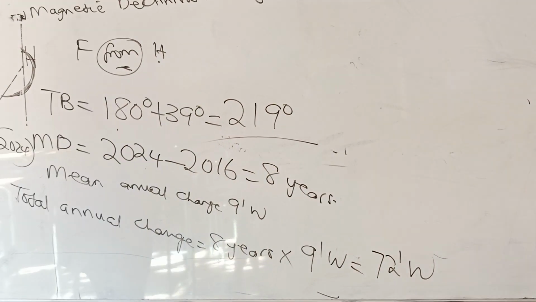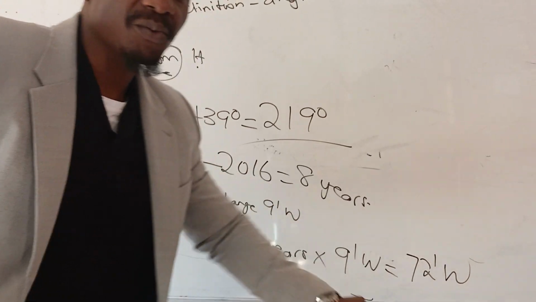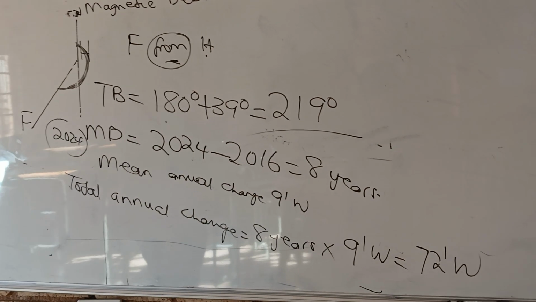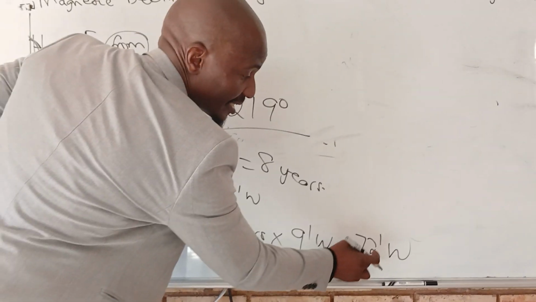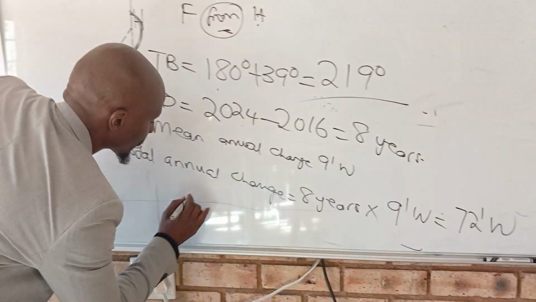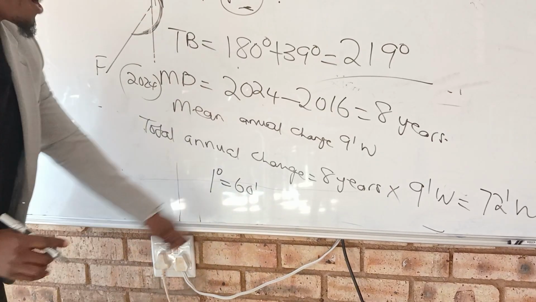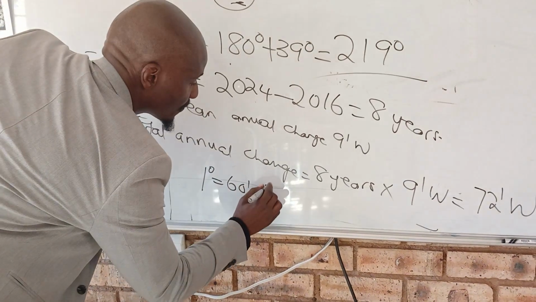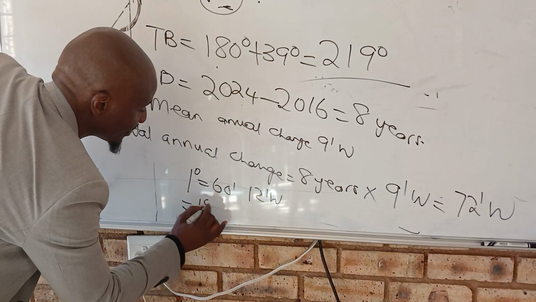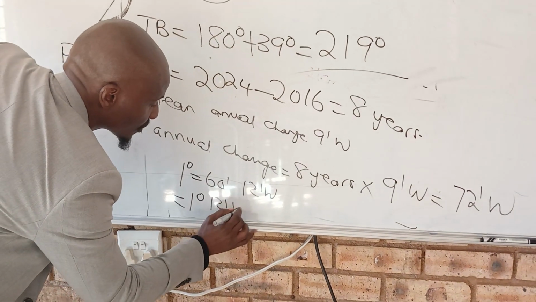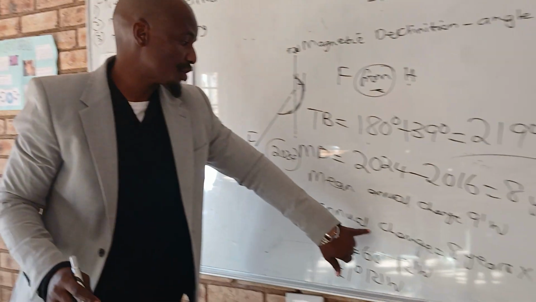Okay, so now you don't leave it like this. Why? Because you have to change it into degrees, because 72 minutes is above 60 minutes, which is equivalent to a degree. So how many degrees are in 72 minutes? It's 1 degree, which is equivalent to 60 minutes. What is left there is 12 minutes westward. So your answer will be 1 degree 12 minutes westward. That's how you calculate your total annual change.